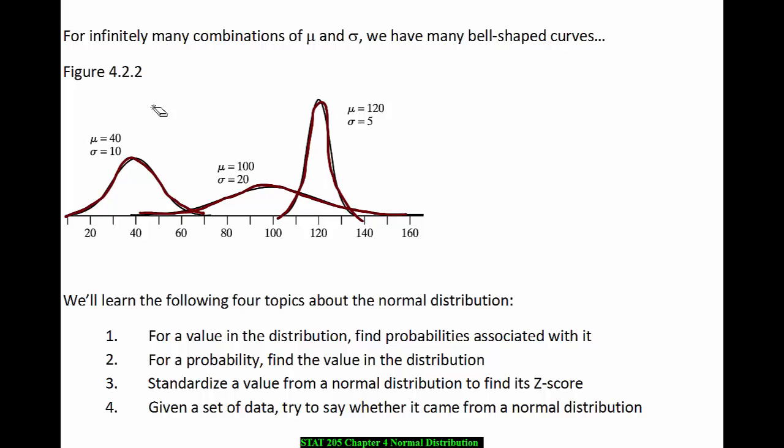All right, so that's looking at normal distributions, shapes, and we're going to tell you an agenda for this chapter. The first thing you're going to do is, for a value in the distribution, find probabilities associated with it. Very similar to what we did with the binomial distribution, only we're going to use a different function in R to compute the probabilities. The second thing is the reverse of number 1. For a probability, go backwards and find the value in the distribution.